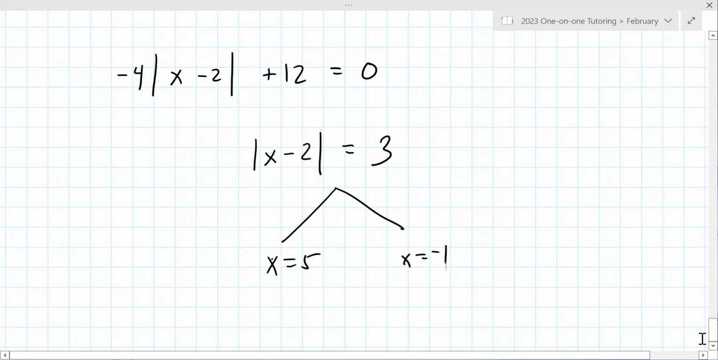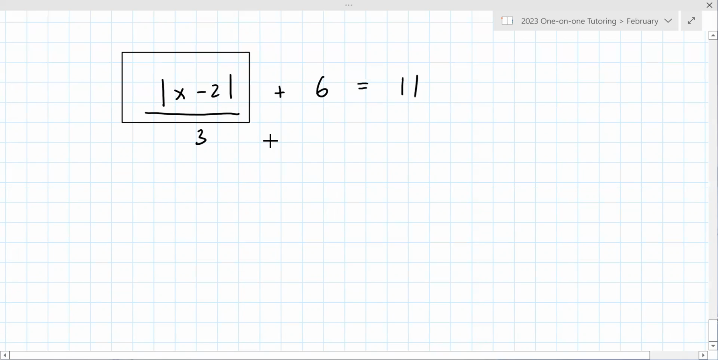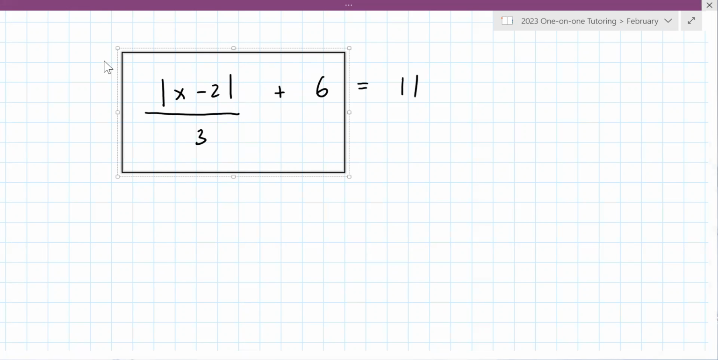Okay. Let's try one with division, we haven't done any. Let me throw that in here: absolute value of x minus 2 divided by 3, plus 6 equals 11. So again, ignore the right-hand side. Look at just the side with the absolute value. What is keeping the absolute value from being by itself? What do you see here? This and then this, the 3.